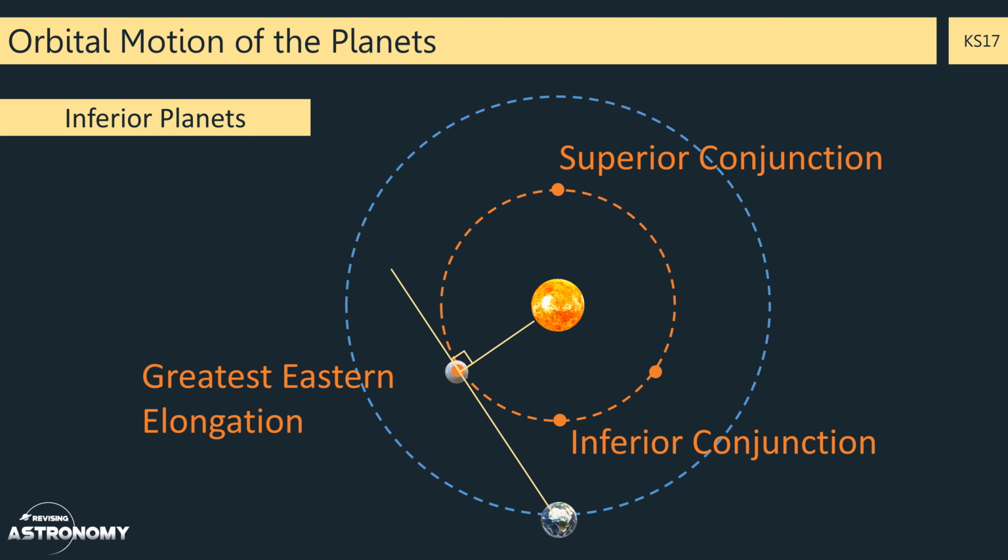Now, I said there are a couple of points. The other is the same point, but on the other side, and this would be a planet's greatest western elongation, and this is another of the best times to see a planet. At this point it would be at its most west of the Sun and would be best to see in the early morning sky before sunrise.